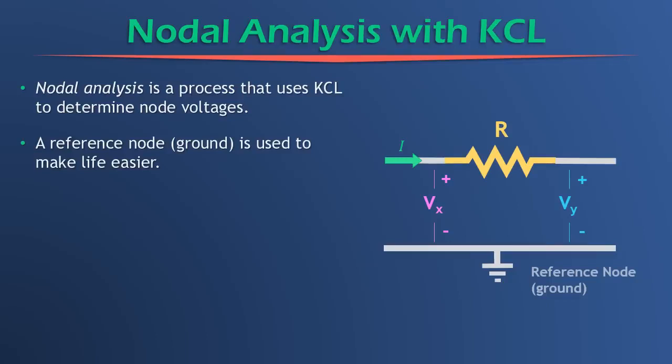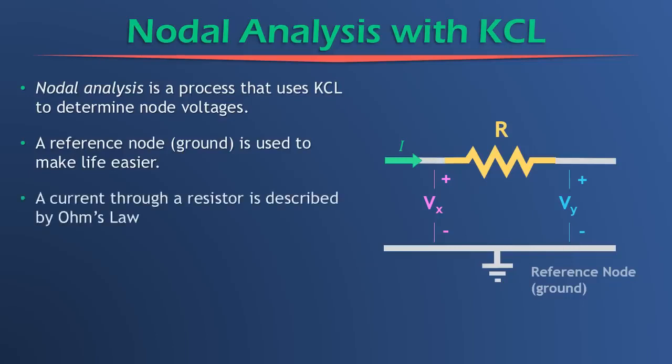So when we set up a reference node, we're providing that other point in the circuit. We're saying that all of our voltage measurements are referred or referenced to that reference node, so to this node down here. So if we look at our example, what is the voltage at this point right here? Well, it's Vx with reference to ground, or with respect to ground, any way you want to say it. And the voltage here is Vy with respect to ground.